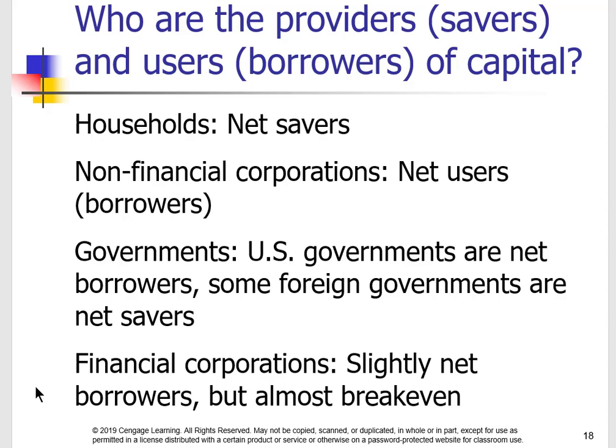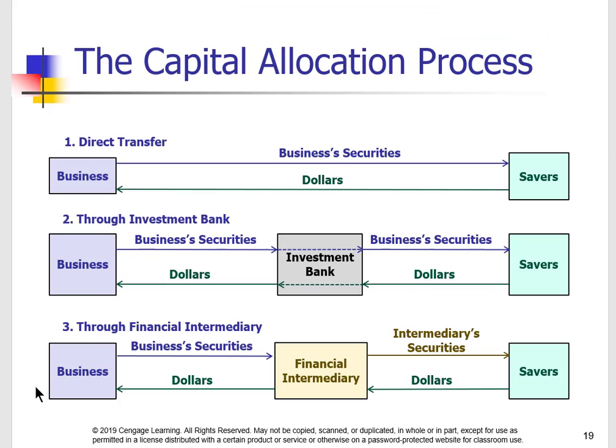Financial corporations, it's a toss-up, right? They could be net borrowers, but it's really a little bit more of a trade-off between the two, that they almost break even as to whether they want to save or borrow money. Now, how does money get to savers? Or how does business get money, right? We can do something called a direct transfer. This is where the money directly transfers from savers to business. Very difficult, very cumbersome, right? If you needed a lot of money, this would be very difficult to do.